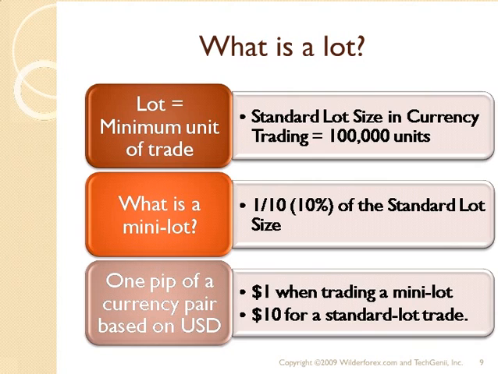1 pip of a currency pair based on USD is $10 for a standard lot trade and $1 when trading a mini lot. To calculate the standard lot trade, you multiply 0.0001 by 100,000, which equals 10 units.